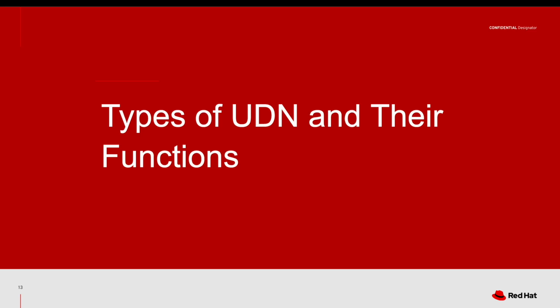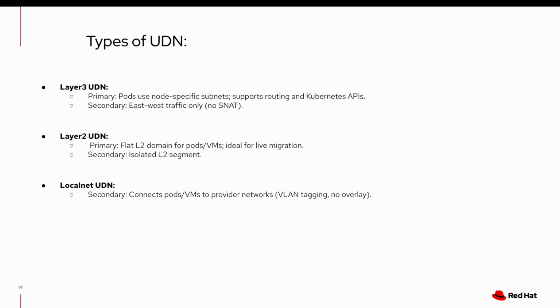So, the types of UDN and their functions. There are basically three types of UDNs, namely layer 3 UDN, layer 2 UDN, and Localnet UDN. Layer 3 UDN in primary role supports full routing for pod to external traffic and for pod to pod traffic. And layer 3 UDN with secondary role only supports pod to pod, as there is no source netting happening at the node level. Layer 2 UDN with primary role works in a flat layer 2 domain, which is ideal for VM live migration. With layer 2 in secondary role, isolation is provided at the layer 2 segment of the network traffic.